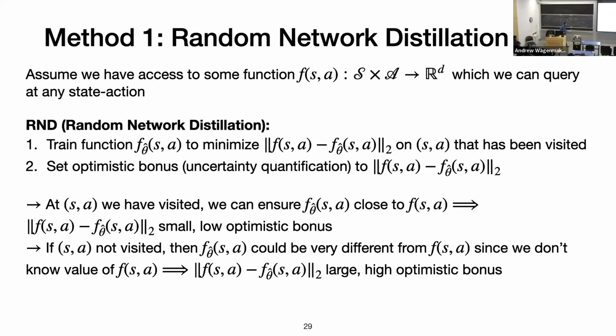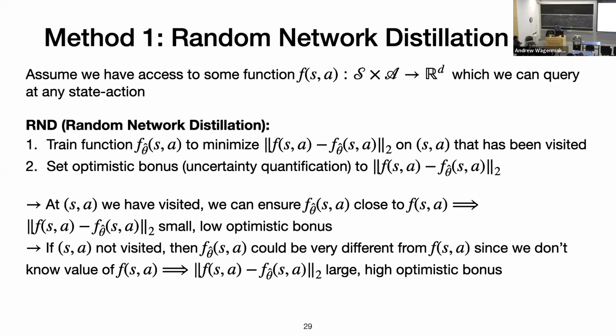Now, if (s,a) is not visited, then I don't know the value of f(s,a). And so f_θ hat(s,a) could be very different from f(s,a), right? I have no idea what f_θ hat(s,a) should be, and so it could be something totally different than f(s,a). So in that case, f(s,a) minus f_θ hat(s,a) is probably very large, and so we'll get a high optimistic bonus.